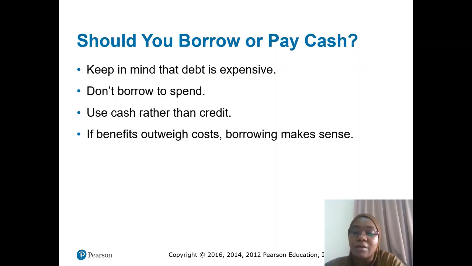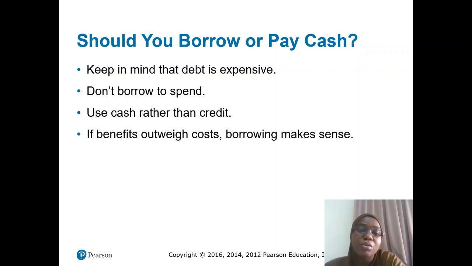Another thing you should note is that it's not good to borrow to spend. It's better when you want to use it for acquiring properties, or for investment, or perhaps for educational purposes, maybe an education loan. But never try to borrow in order to spend, because it's just like you are spending your future income in the present.